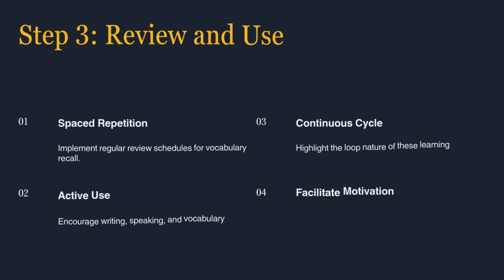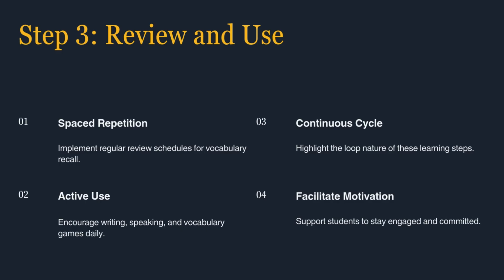Step 3. Review and use. Spaced repetition. Implement regular review schedules for vocabulary recall. Active use. Encourage writing, speaking, and vocabulary games daily. Continuous cycle. Highlight the loop nature of these learning steps. Facilitate motivation. Support students to stay engaged and committed.